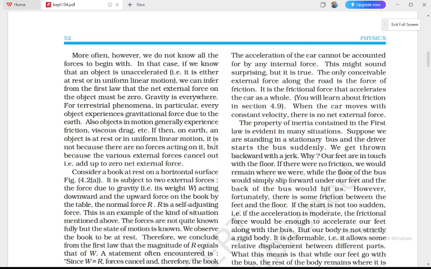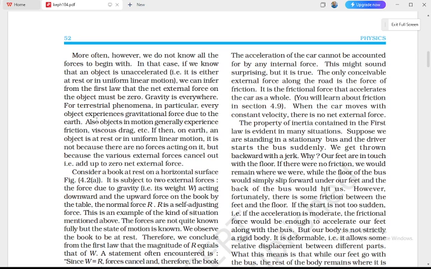More often, however, we do not know all the forces to begin with. In that case, if we know that an object is unaccelerated, that is, it is either at rest or in uniform linear motion, we can infer from the first law that the net external force on the object must be zero.